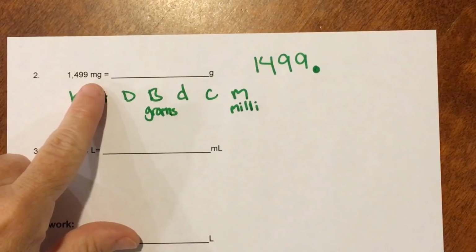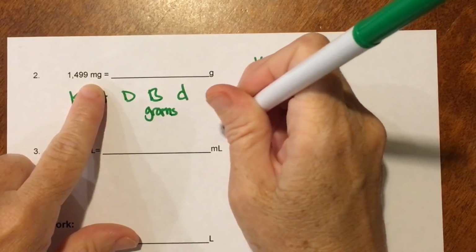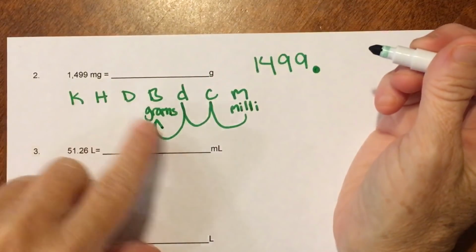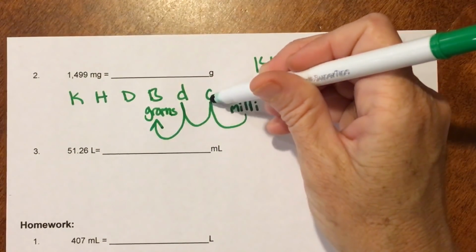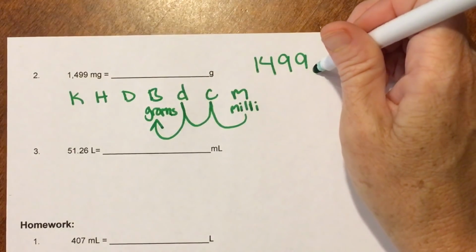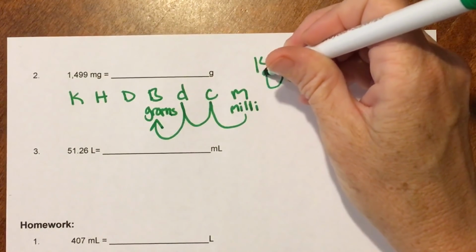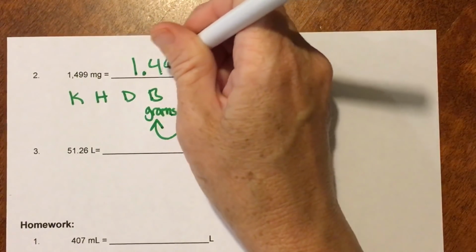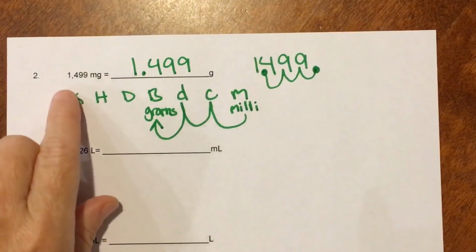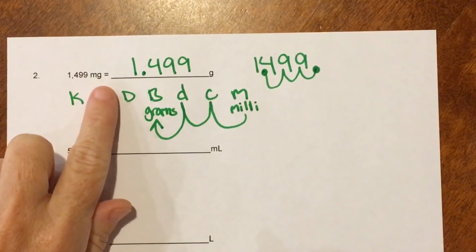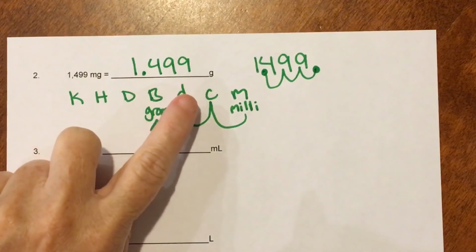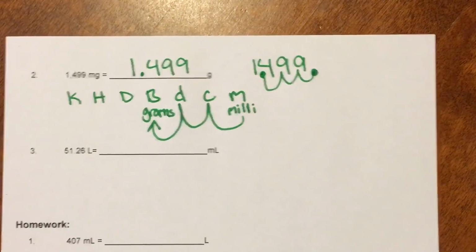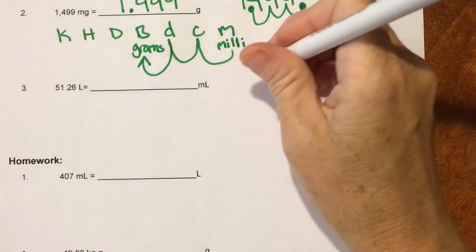Okay, so they want us to move from milli to gram. So they want us to go not to centi, not to deci, but to base grams. So I moved 1, 2, 3 to the left. So 1, 2, 3 to the left, and I get 1.499. So 1,499 milligrams is the same as 1.499 grams. Okay, last one I'm doing with you. Ready? So we're gonna write our number.